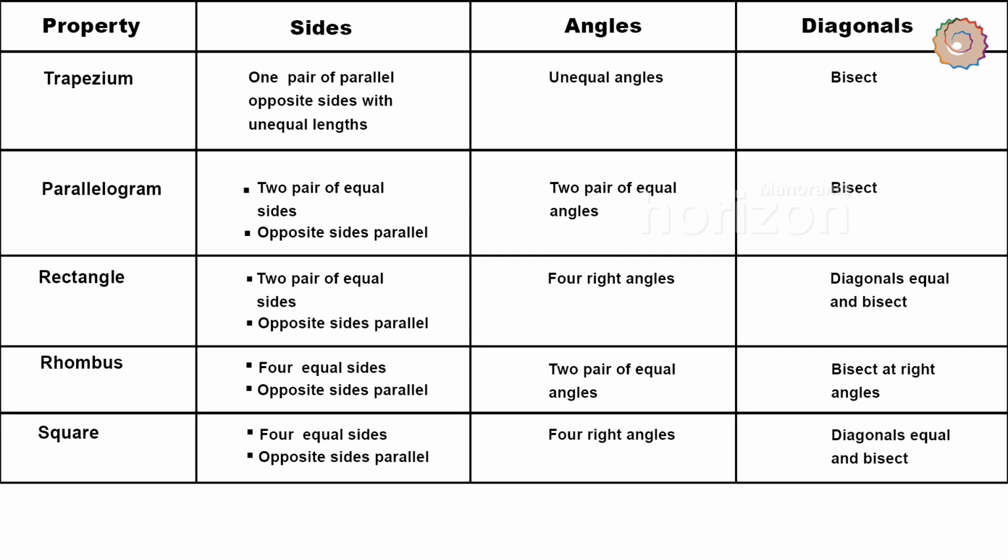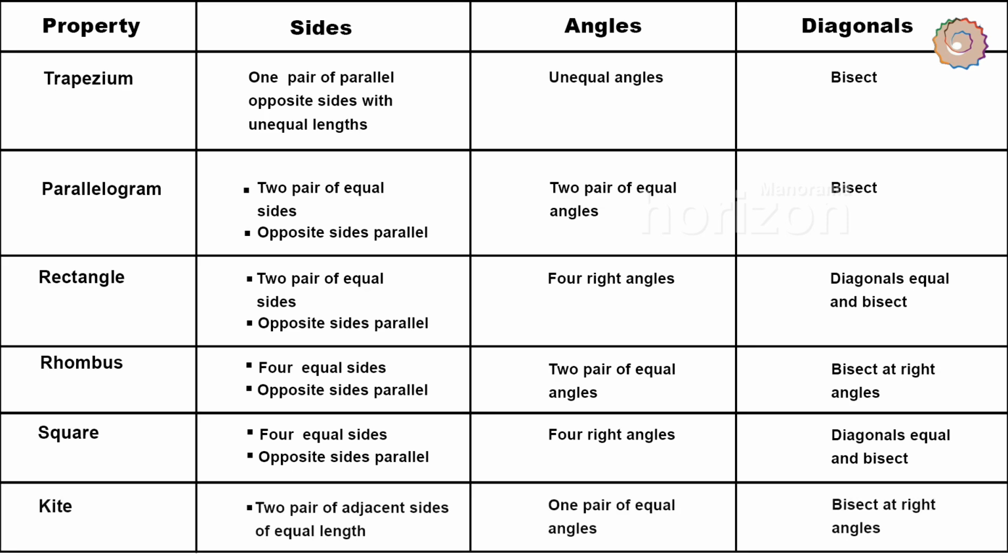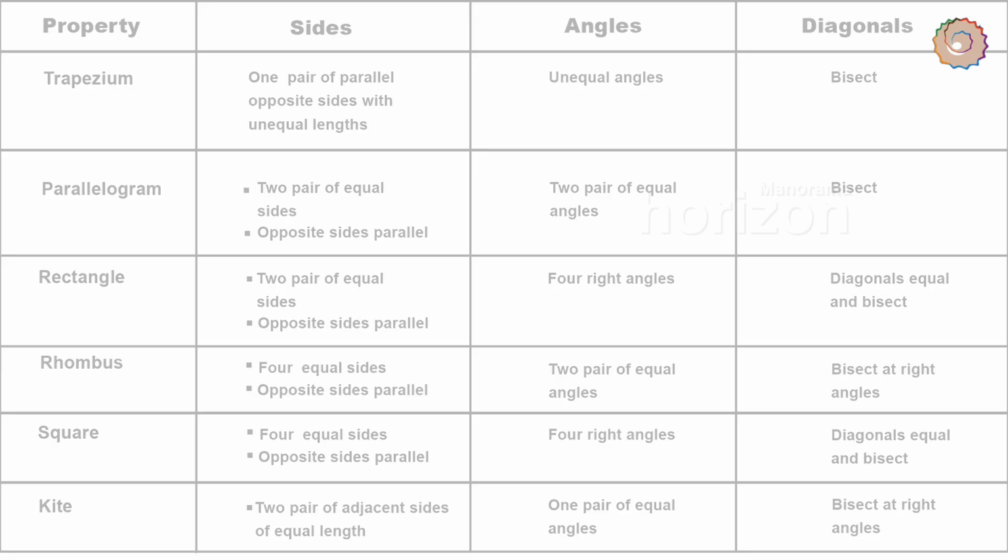Now, in a square, you can see four equal sides and the opposite sides are parallel. Then there are four right angles and the diagonals are equal and they bisect each other. Now, while in a kite, you can see two pairs of adjacent sides of equal length, one pair of equal angle and the diagonals bisect at right angles.